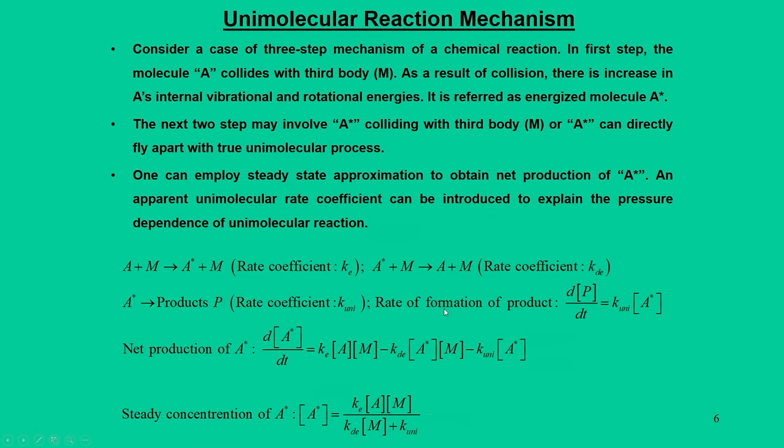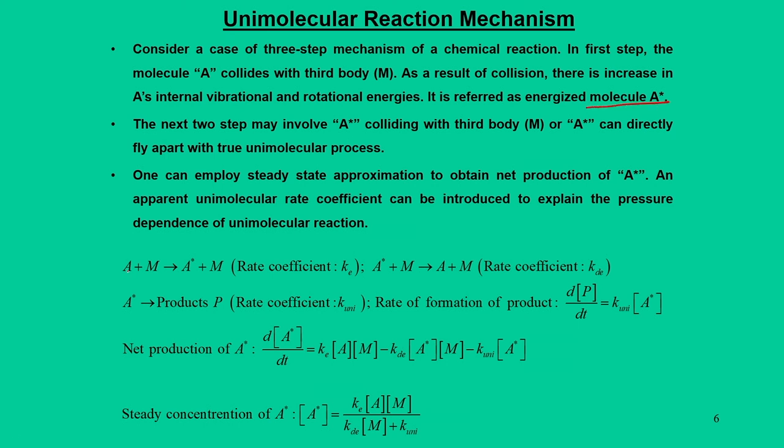Now, let us see how we are going to apply this concept to unimolecular reaction systems. When I say unimolecular reaction systems, there are two possibilities. We can say that when some species A reacts with some molecule M, it forms A star plus M. Basically, during the reaction process, the molecule A collides with a third body. As a result of collision, there is an increase in vibrational or rotational kinetic energies of the molecule, and it goes to an elevated state, and we call this an energized molecule A star.